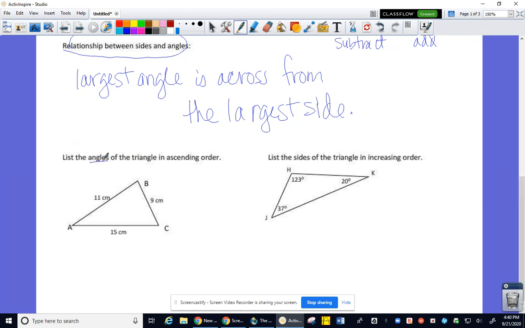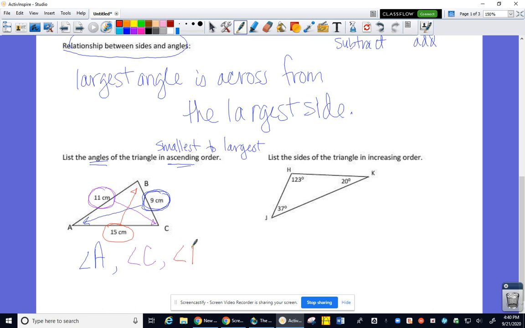So if we're going to list the angles in ascending order, that means from smallest to largest. Okay, ascending, going up. We start by identifying the smallest side. So if BC is the smallest side, that means angle A is the smallest angle. Okay, and then we have 11 is the next smallest, so the medium, which means angle C is the next largest angle. And finally, we end with 15, the largest side, which means angle B has to be the largest angle. So A is smallest, C is middle, and B is biggest.